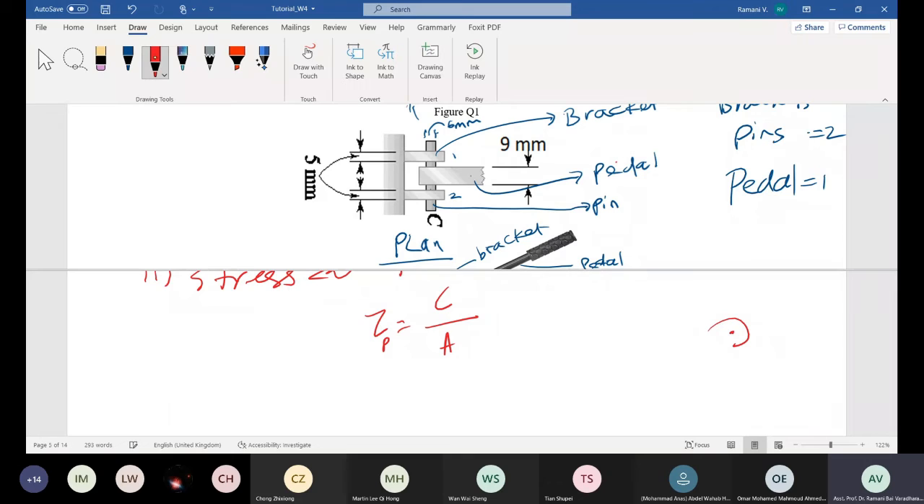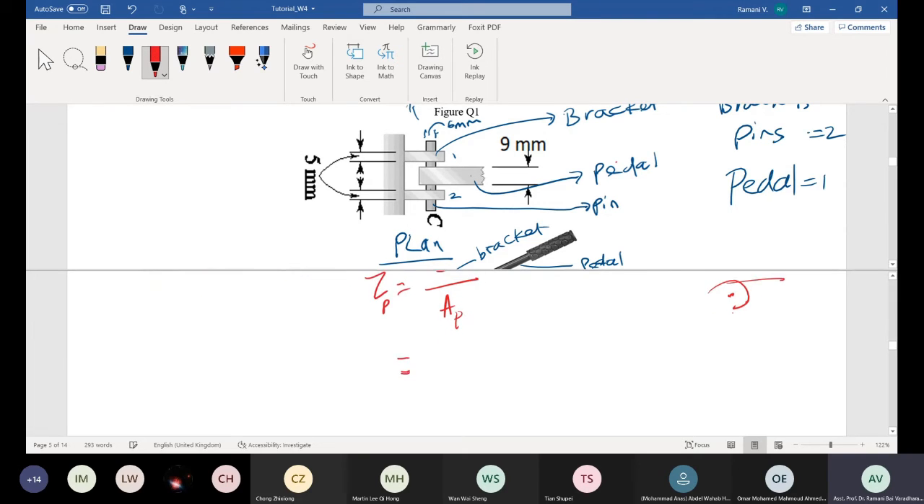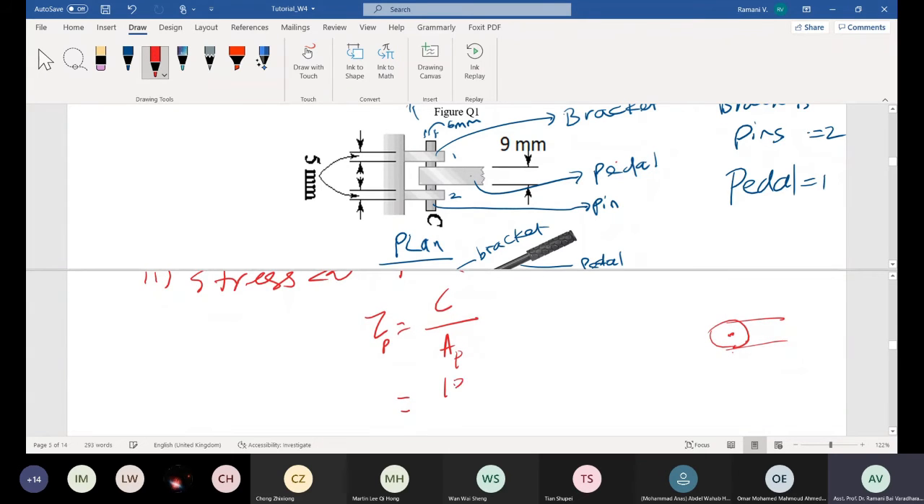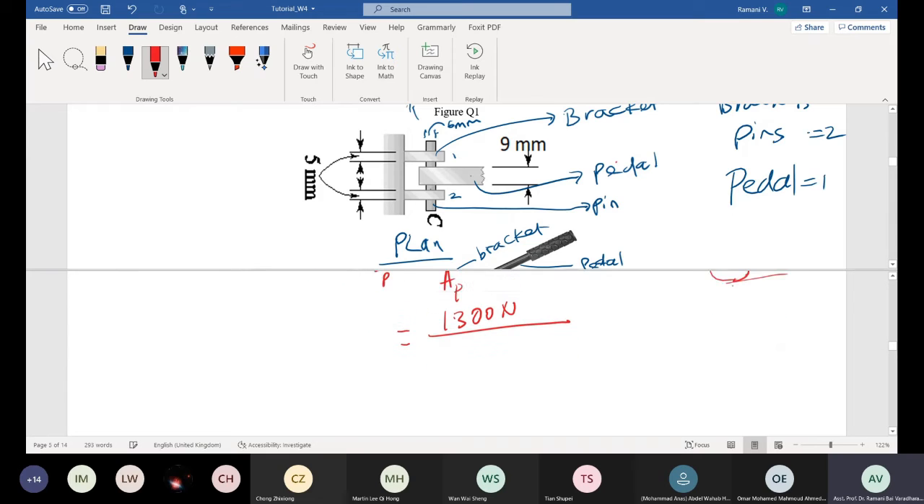There is a pin, there is a pedal, there is a bracket, there is a pedal, right? The arrangement of the pedal. So you now calculate the area of the pedal at this position. The force is 1300 newtons again, and it is spread over what? You have to carefully substitute the pedal area. How much is the pedal area?